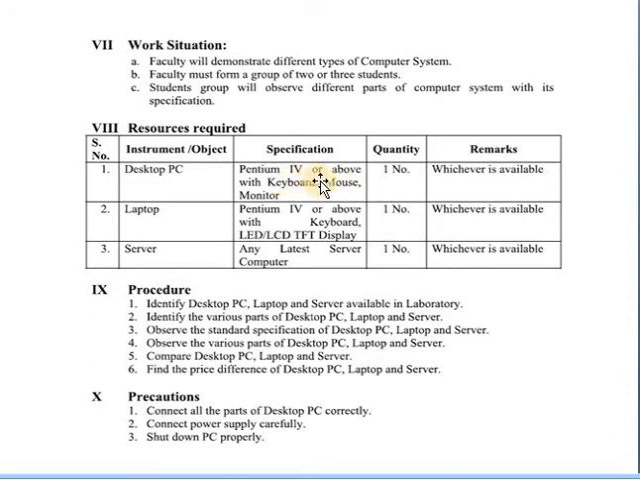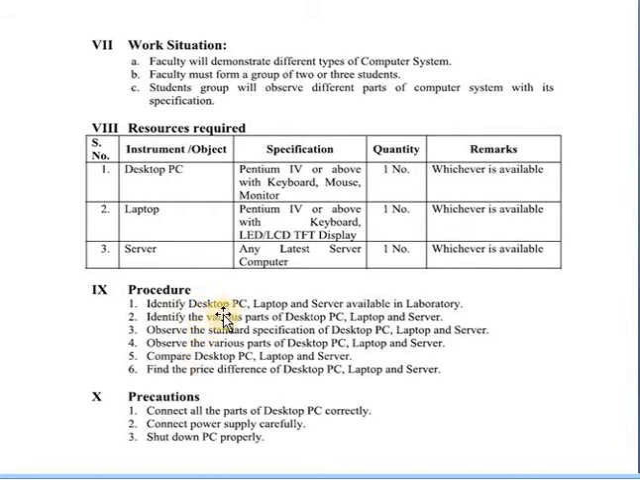Specification, that is Pentium 4 or above with keyboard, mouse and monitor. Okay, one quantity is required, whichever is available. Means this specification is a minimum specification. Then laptop, this is also one quantity required when doing this practical. Then server, any latest computer server is required for this experiment. Then the next point, that is procedure.